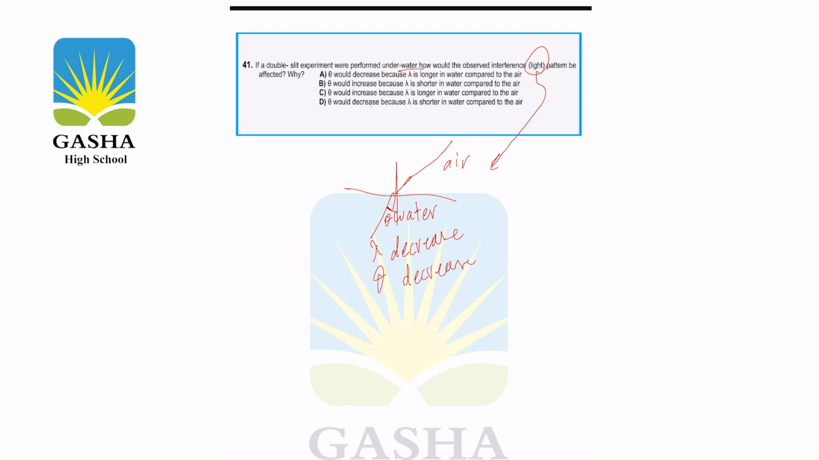So when the light goes from a low density to a high density medium, the wavelength of light is going to decrease, and the angle of diffraction is going to decrease, because we already know that D sine theta is equal to M lambda. Based on this formula, sine theta is directly proportional to lambda. So lower wavelength leads to lower angle of diffraction. So that makes D the correct answer, because D says theta would decrease because lambda is shorter in water compared to the air.